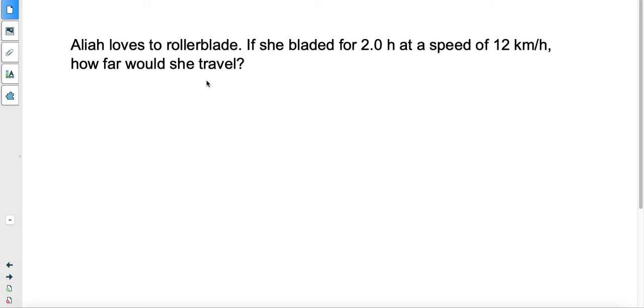Let's look at an example here. So Aaliyah loves to rollerblade. If she bladed for 2 hours at a speed of 12 kilometers an hour, how far would she travel? So first, we're going to want to figure out if this is uniform motion or uniform acceleration. So from this problem, we can see she's traveling at a constant speed of 12 kilometers an hour. So this tells me we're looking at uniform motion.